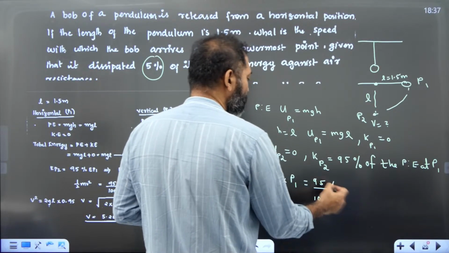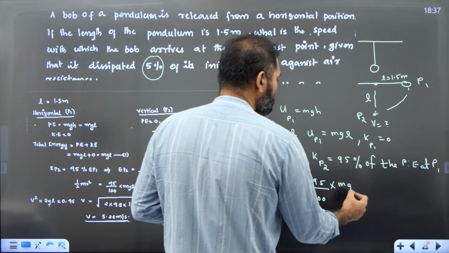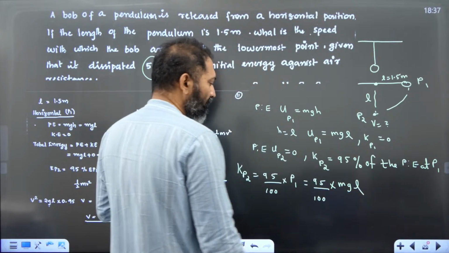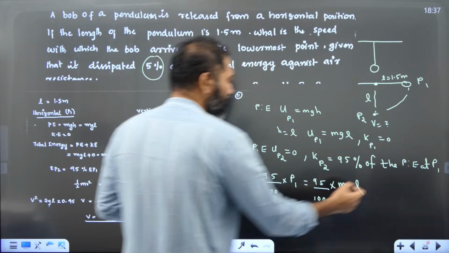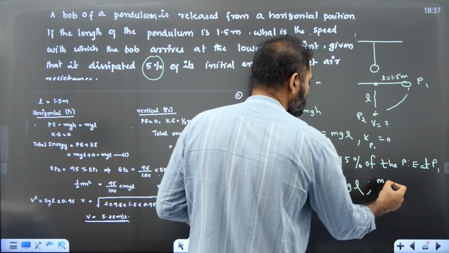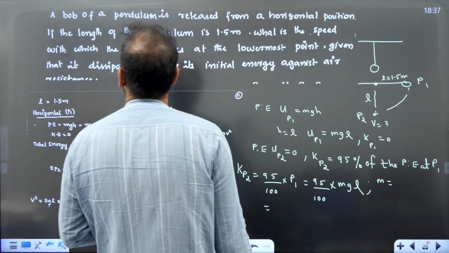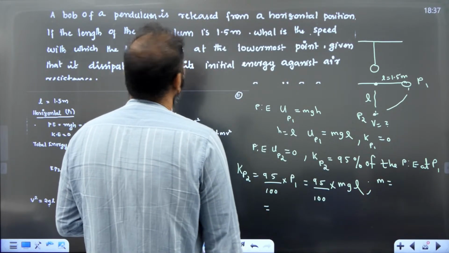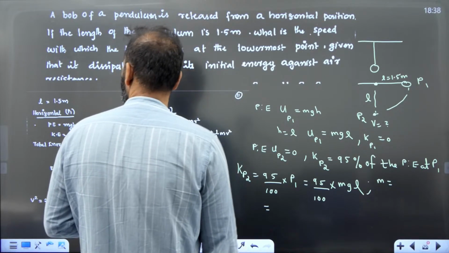What is the potential energy at P1? mgl. But what is the mass? Now what are the data we have? Mass is equal to... mass has not been given.